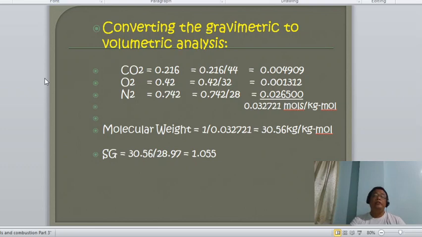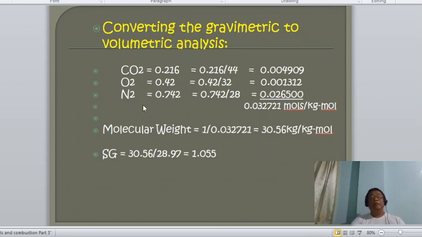0.001312. And for nitrogen, that is 0.742 divided by 28, because nitrogen is 14, multiplied by 2 is 28. Okay. So that is now equal to 0.026500. So summing up now this result, okay? So that is equivalent now to 0.032721. So that is moles per kilogram mole, okay?